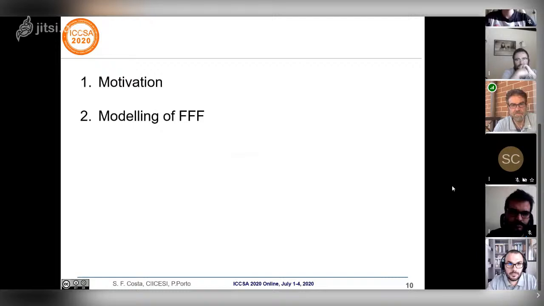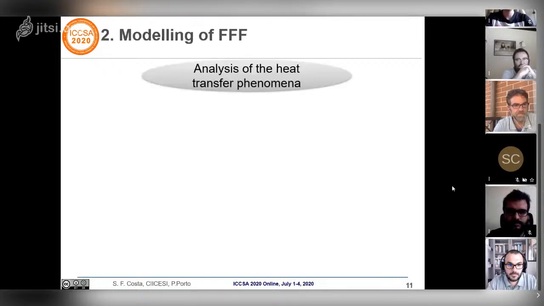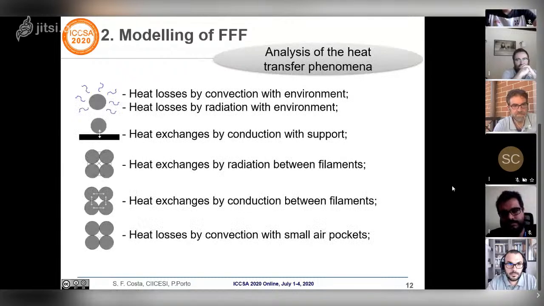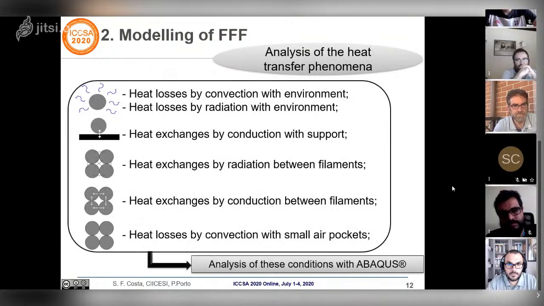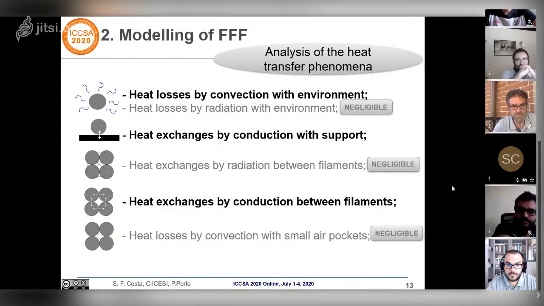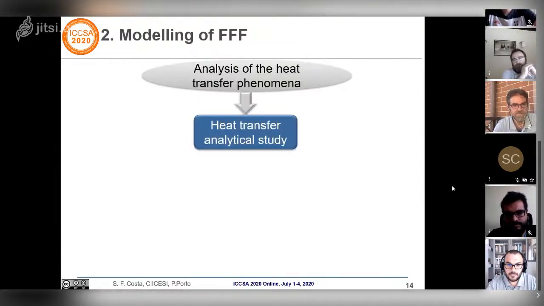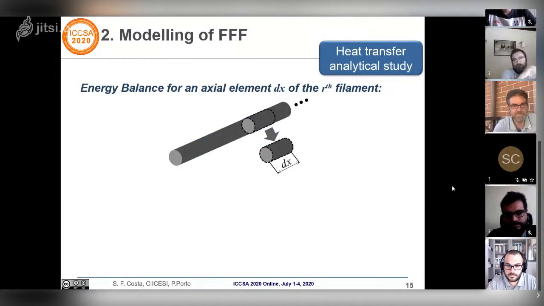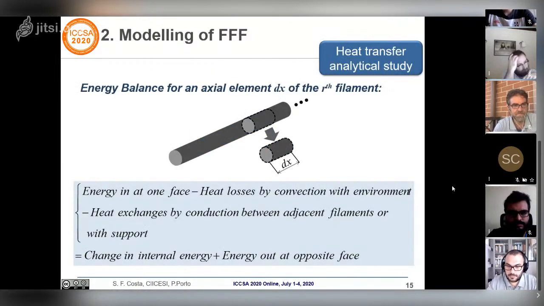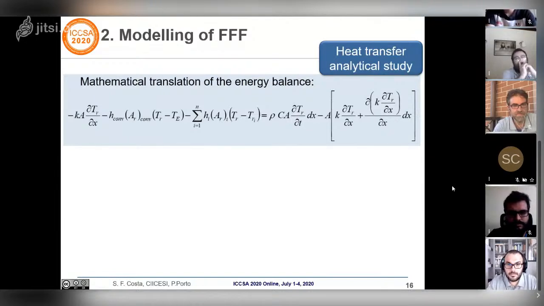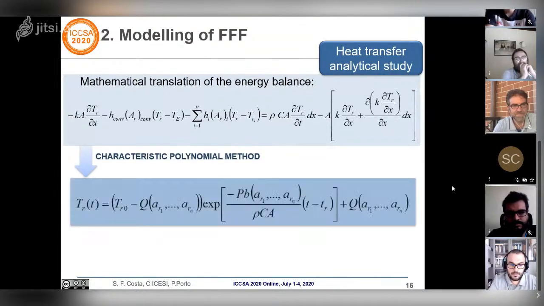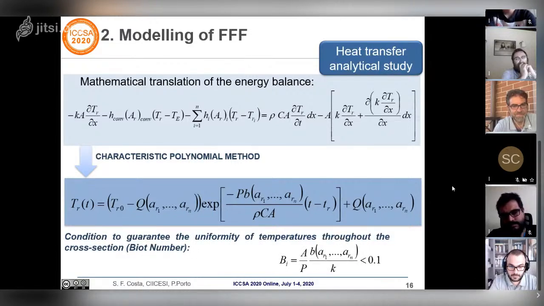Respecting to the modeling of the process, first, the heat transfer phenomena were analyzed by using the Abaqus software. This study allowed concluding about the main conditions that control the temperature evolution. So based on these conclusions, a heat transfer analytical study was made. Then the energy balance was defined, translated into a differential equation, and solved. We obtained an expression for temperature that can be used for any filament.